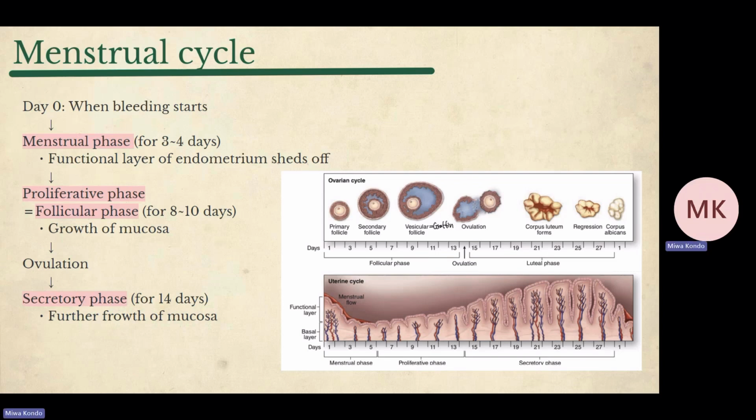Then, the proliferative phase or follicular phase lasts for 8 to 10 days. During this phase, the lost mucosa is restored. Ovulation follows, leading to the secretory phase, which lasts for 14 days. During this phase, the mucosa continues to grow in preparation for possible implantation. Let's now look at each phase in more detail.